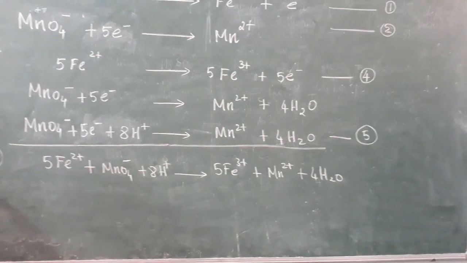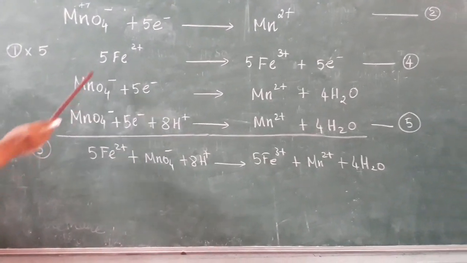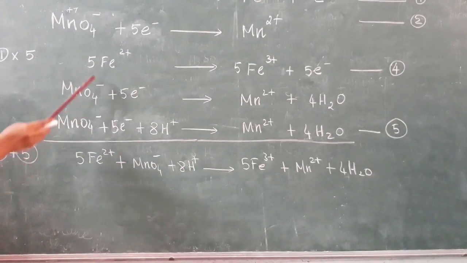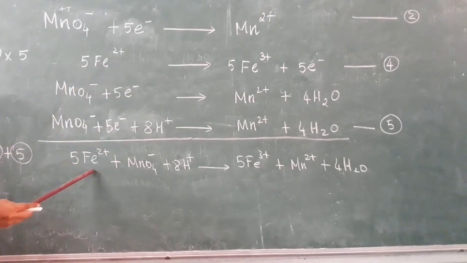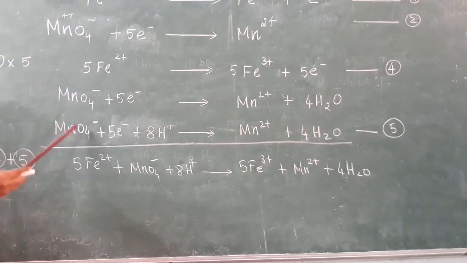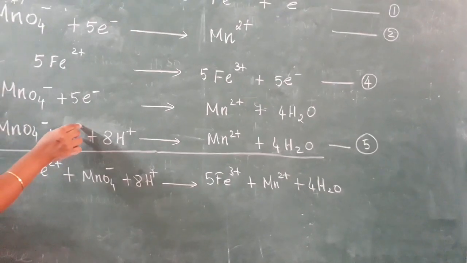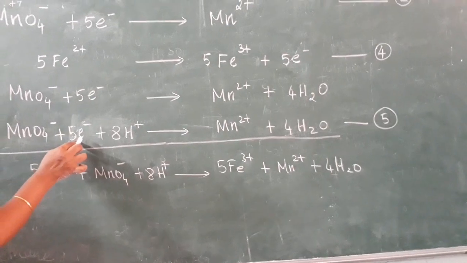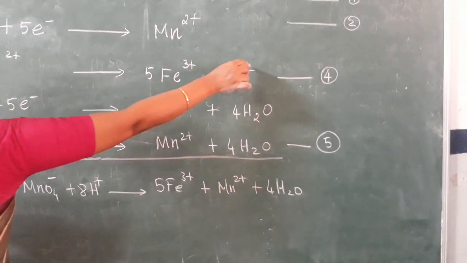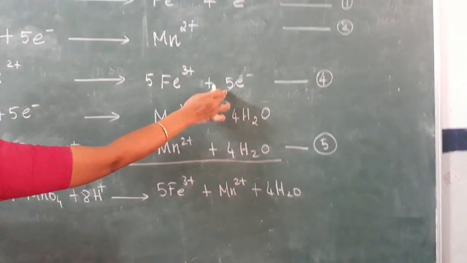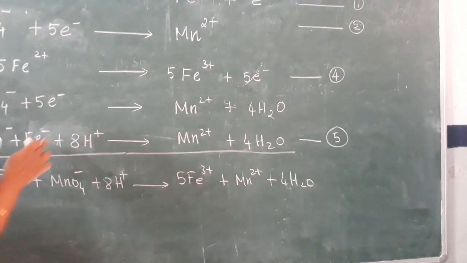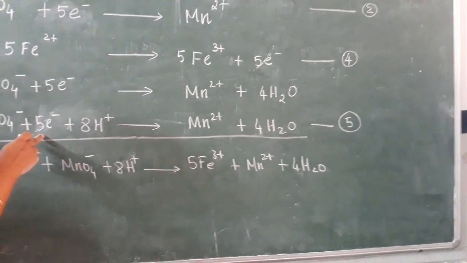Now we are going to add equations 4 and 5. Now 5 Fe2+ I am writing here, and MnO4- this one also. But the 5 electrons on this side are on the reactant side, and on the other side they are on the product side. So 5 electrons on the product side and 5 electrons on the reactant side are going to be cancelled.